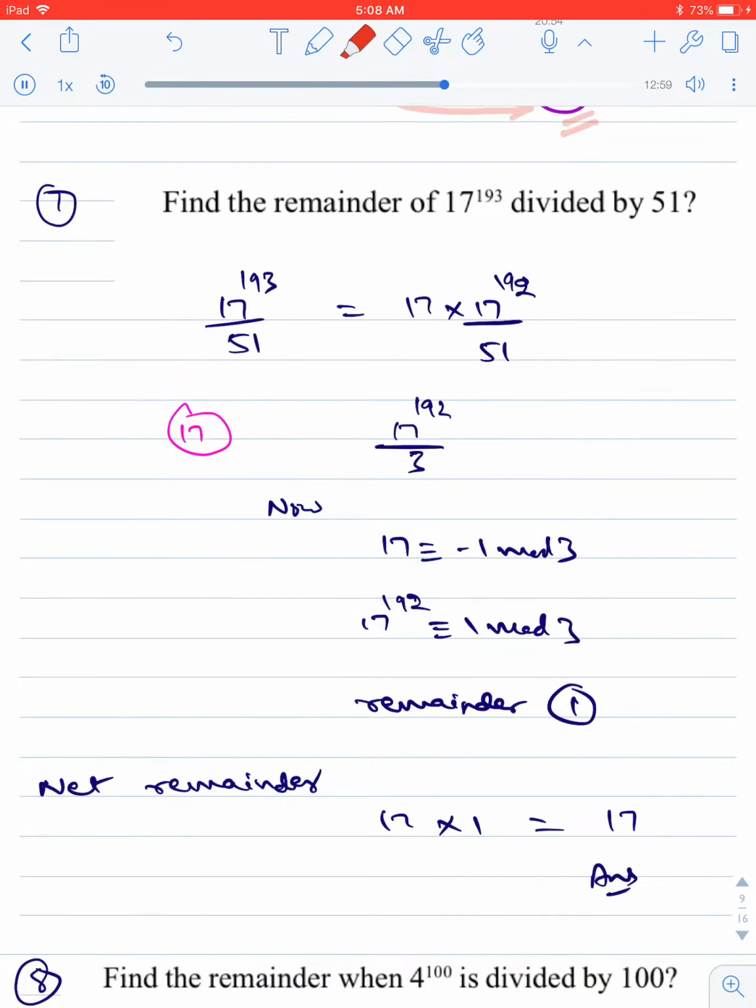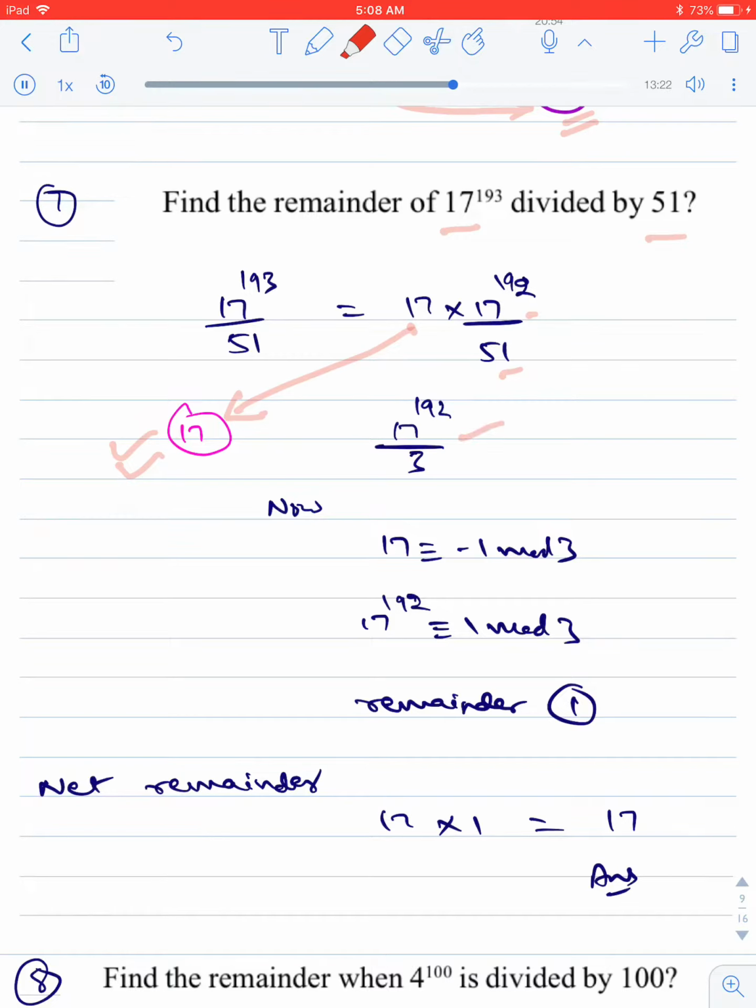Find the remainder of 17 raised to power 193 when it is divided by 51. Now we can write 17 raised to power 193 as 17 into 17 raised to power 192. We have to divide it by 51. Now 17 divides 51. Just take 17 as common, or you can divide numerator and denominator by 17. We get 17 raised to 192 by 3.